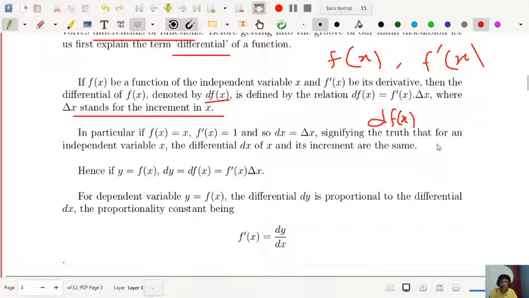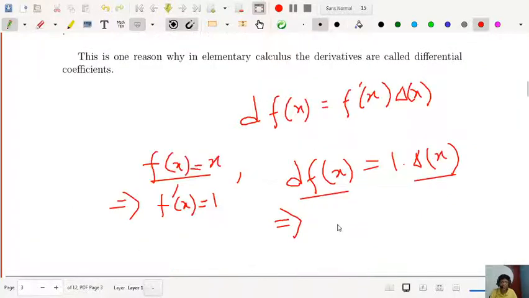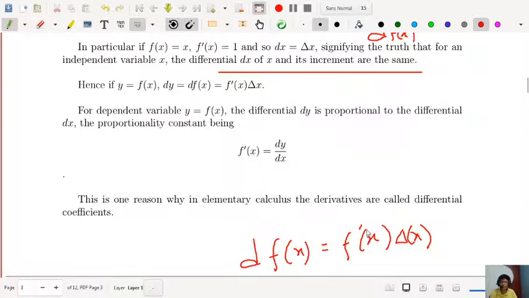So signifying the truth that for an independent variable x, the differential dx of x and its increment are the same. So in this case, because your f(x) is x, you write dx equal to delta x. So in this case your differential and increment are the same. Okay.